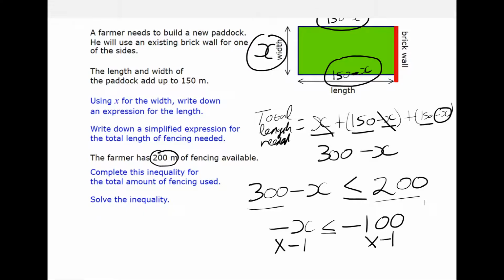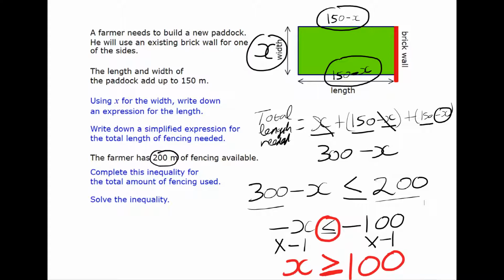Whenever you multiply or divide both sides of an inequality by a negative, alarm bells should ring. This will flip the sign of the inequality. So we end up with, on the left, minus x times minus 1 is just plus x, and the inequality is going to flip because we've multiplied both sides by minus 1. So we change that to a greater than or equal to sign. Minus 100 times minus 1 is plus 100. So our final answer will be that x must be greater than or equal to 100.